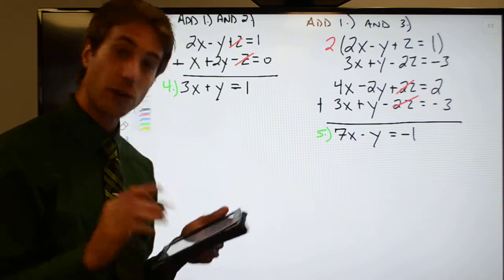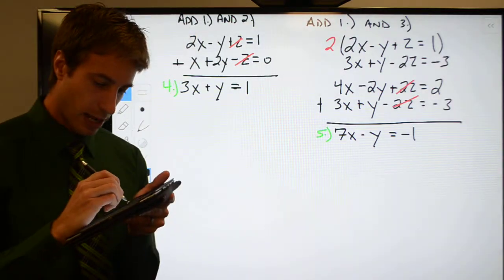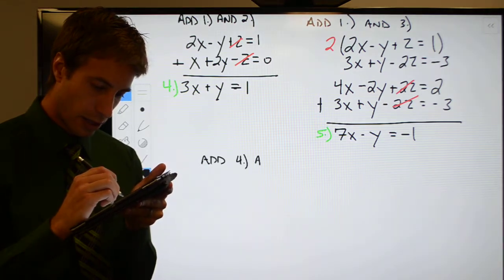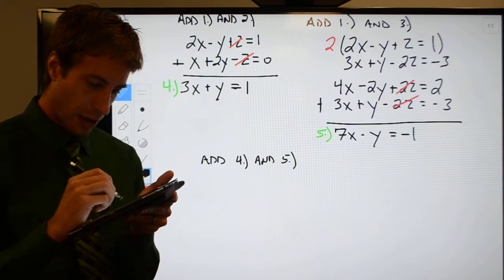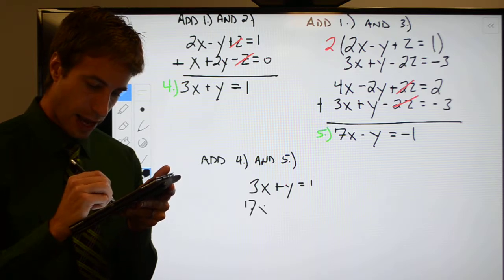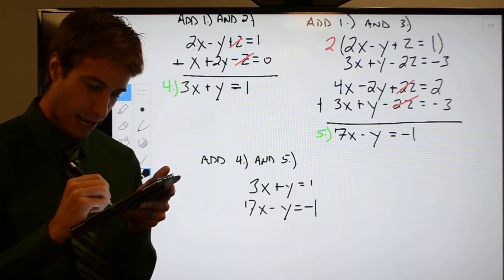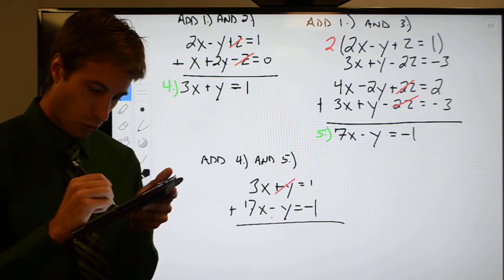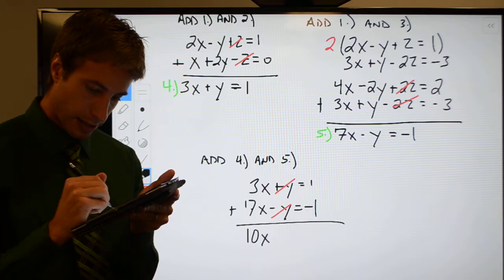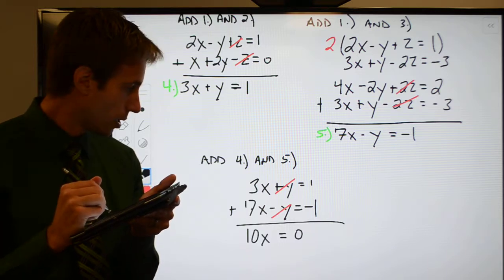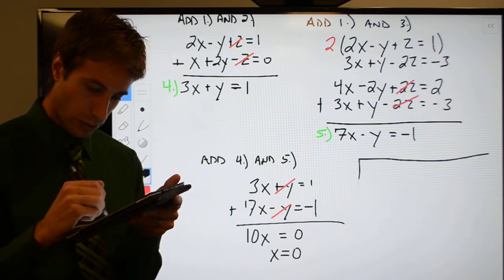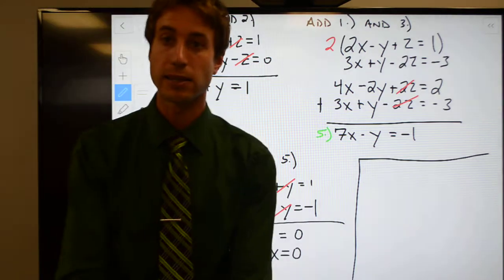But I need to make myself a little note so I don't forget what I'm doing. So I'm going to add 4 and 5. And when I do that, 3x plus y equals 1. 7x minus y is equal to a negative 1. Y's drop out. 7, 8, 9, 10. X is equal to 0. Divide by 10, doesn't matter. X is going to be equal to 0. So there we go. I found my first variable. X is equal to 0.